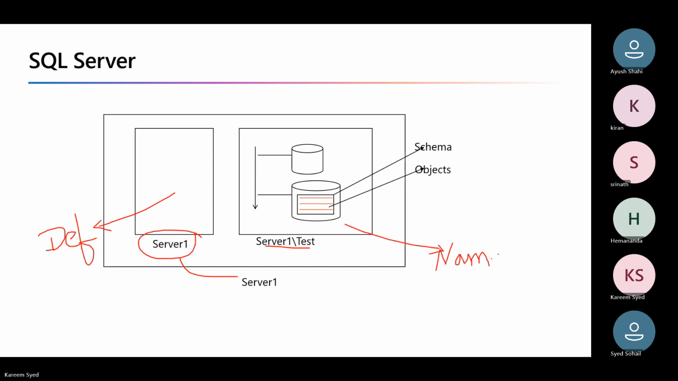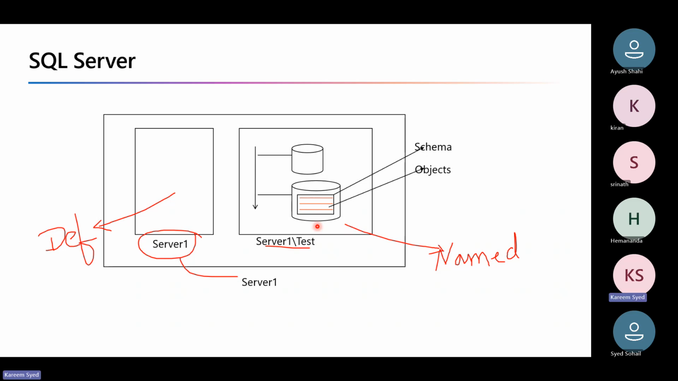Named. Some name is there. That's why we are calling it a named instance. Like that, two types of instances are there, default and named instance. Just now we discussed that in one machine we can have 50 instances. In that we can have one default instance and 49 named instances.